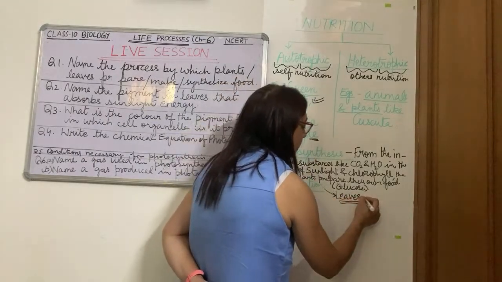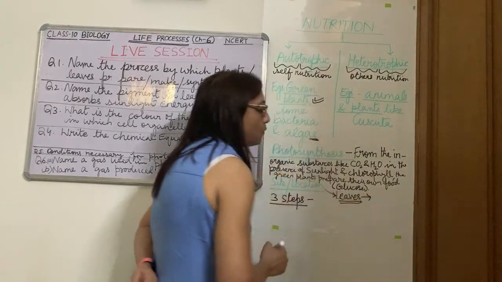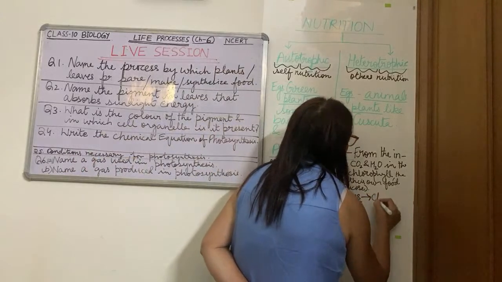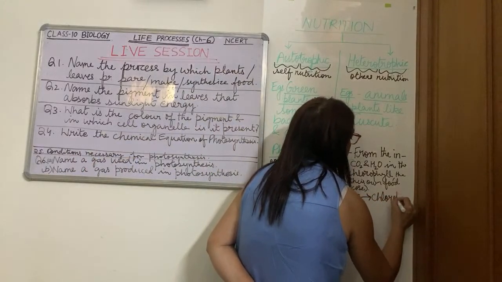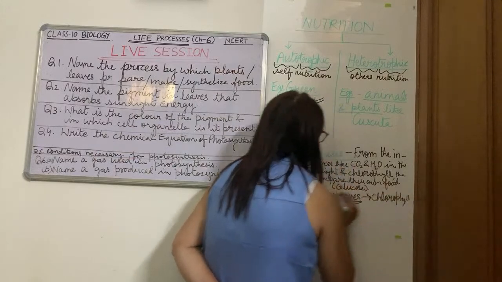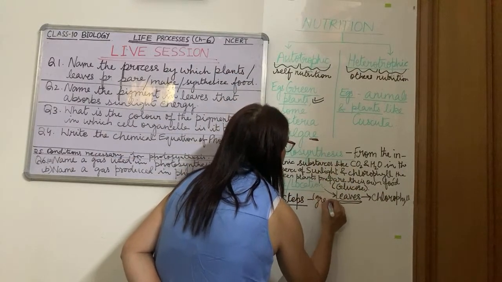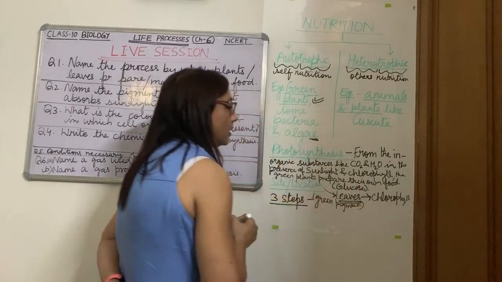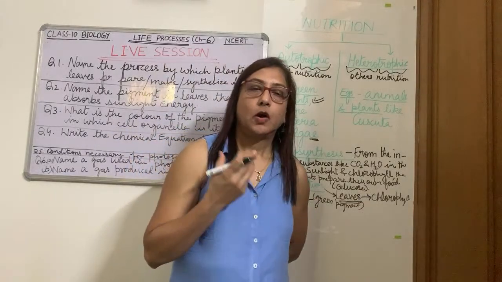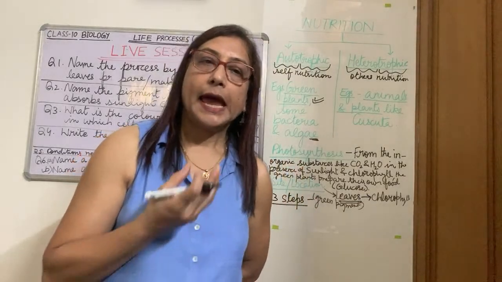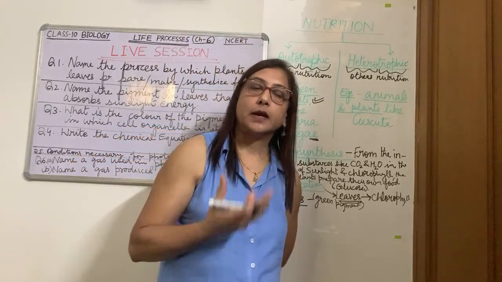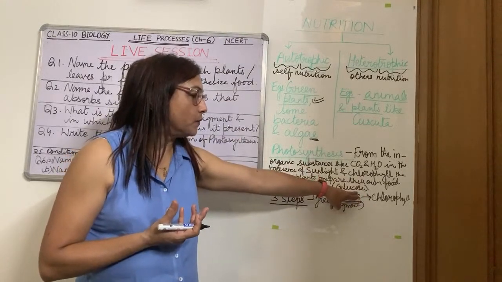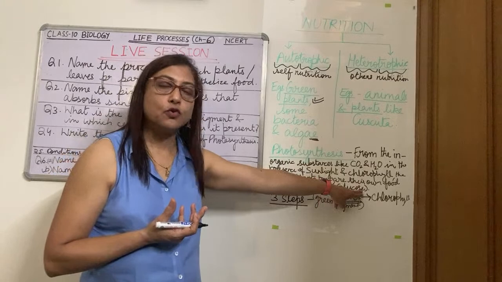And what is there in the leaves which absorbs the sunlight energy? It is the chlorophyll, the green pigment chlorophyll. So this green pigment, which is known as chlorophyll, absorbs the sunlight energy and converts it into the food, the chemical energy, which is the food glucose.